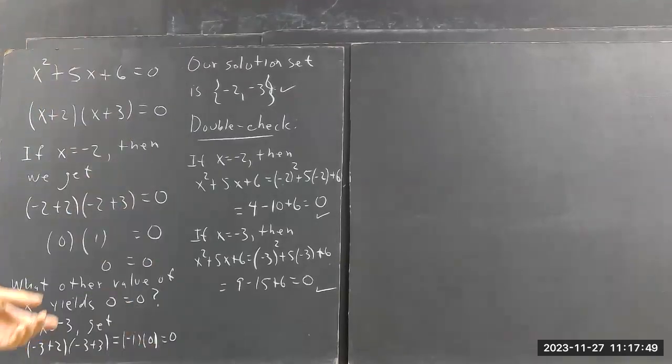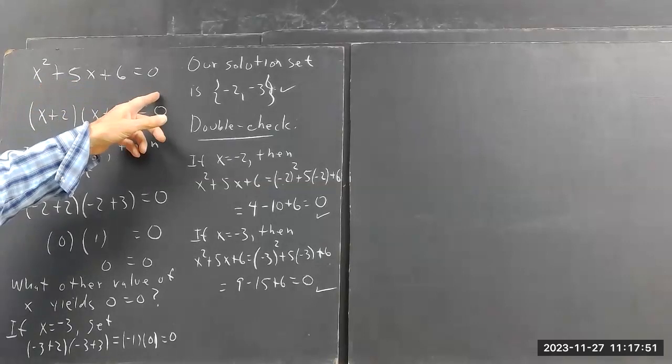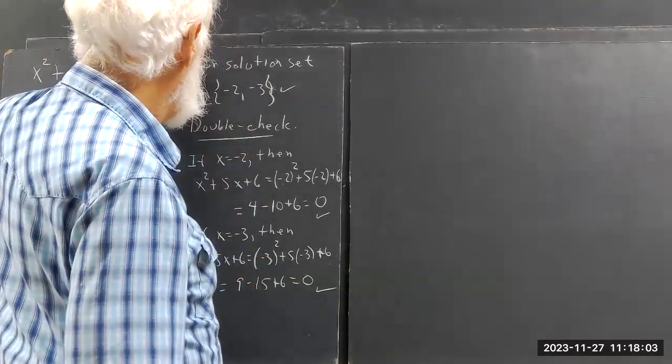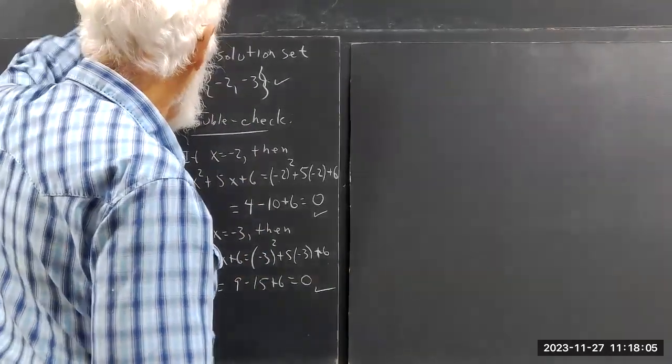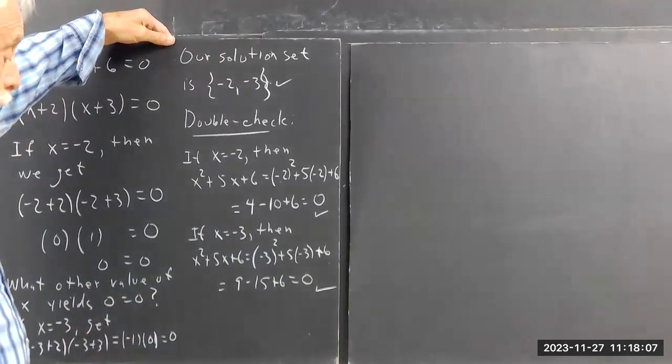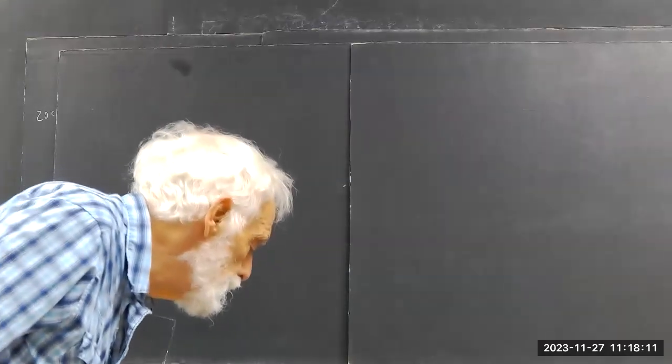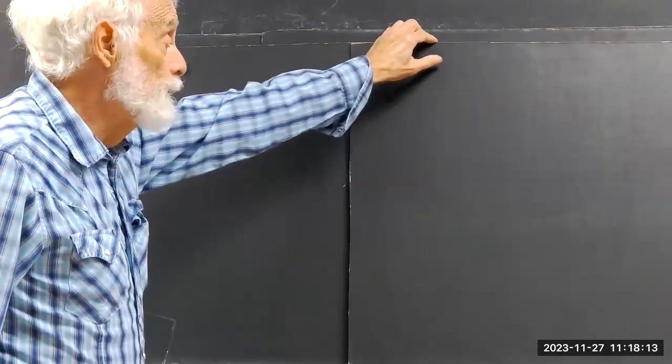So one way to solve an equation like this is to factor it. Now, there are many equations, most equations you can't factor. It's just not possible. Because actually most equations give you what's called irrational numbers.